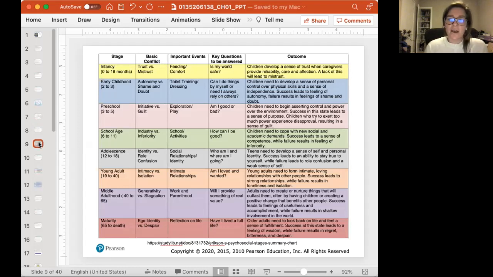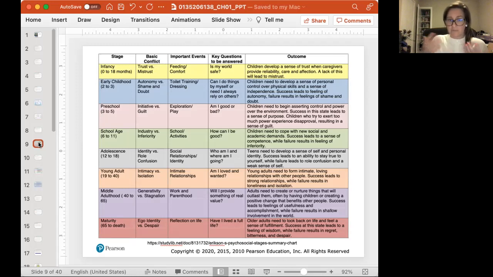And so infancy, 0 to 18 months. So you're seeing your basic conflict. Conflict is trust versus mistrust. Can I trust my caregiver or not? And the important events that help with development of trust involve feeding and comfort, right? So am I being held when I'm crying, or am I being abandoned in my crib to cry for 4 hours straight and no one comes to soothe me, right? Can I trust my caregiver to come take care of me if I'm not okay?